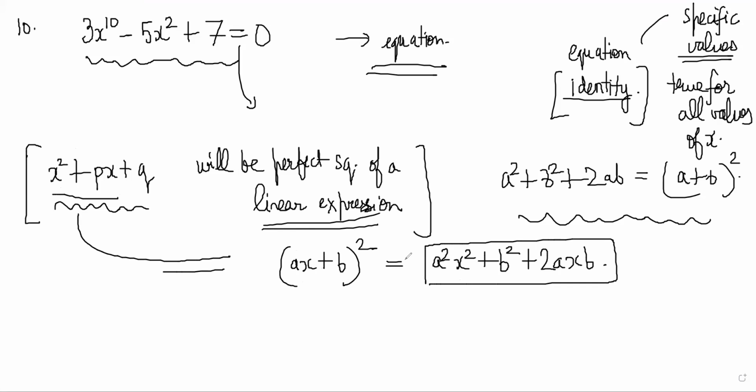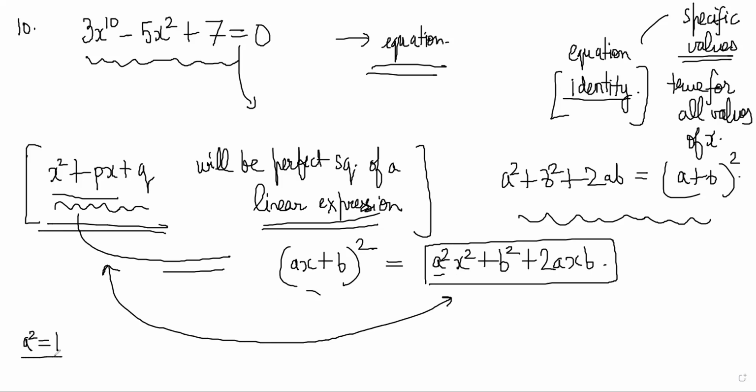Correct? Of a general linear expression. Now these two expressions will be the same if all the coefficients are matching, right? So clearly a square should be 1. So a can be plus or minus 1, right? And q should be equal to b square and p should be equal to 2ab, right?